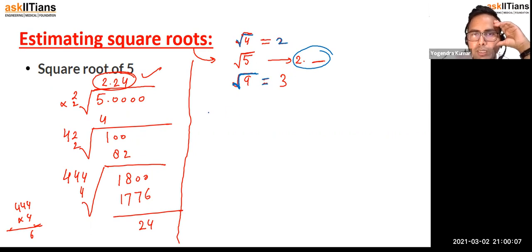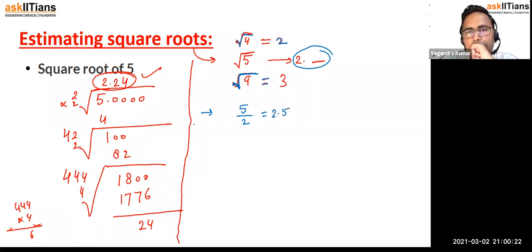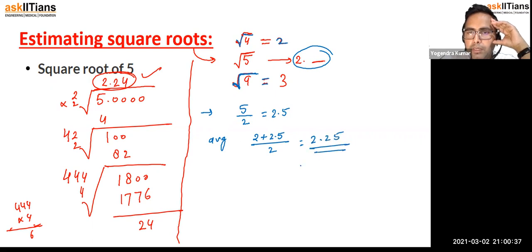Step number 1, divide 5 by 2. Because I can see this 5 is closer to 4, so we take 2, the smaller number. And this is 2.5. Now take the average. I'm going to give you all these steps in detail, don't worry. But let me just show you here. 2.5 divided by 2. So what do we get here? 2.25, right?